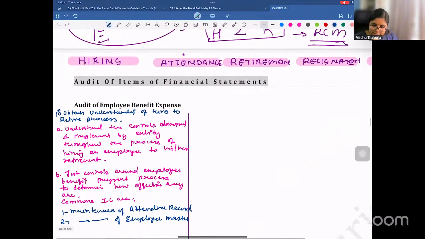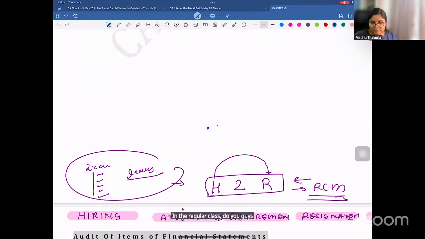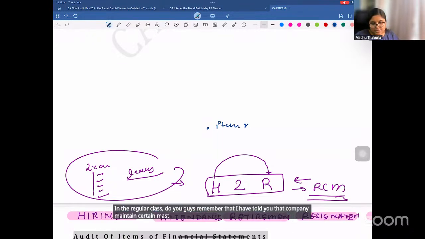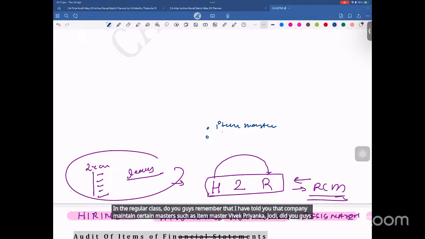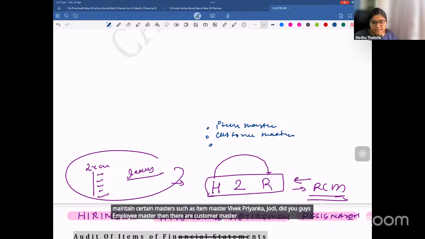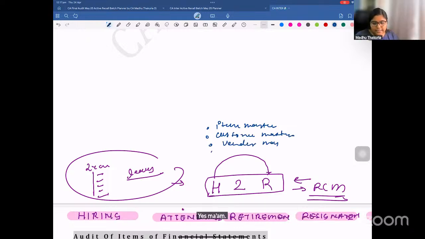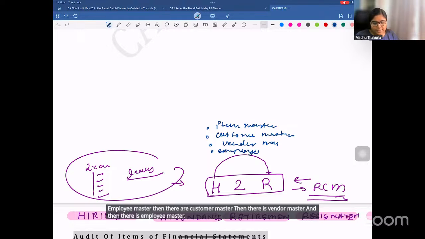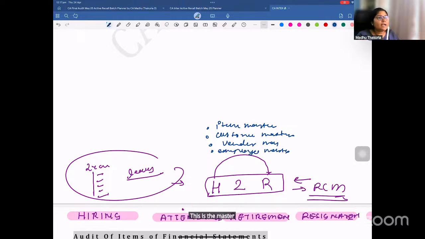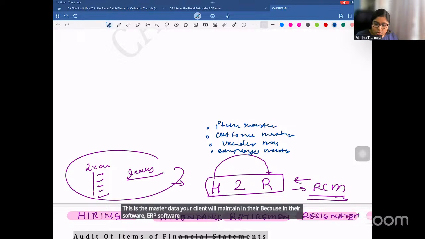In the regular class, do you remember that I told you that the company maintains certain masters such as item master? Basically there is customer master, vendor master, and then employee master, right? This is the master data your client will maintain in their ERP software. For each of the items they sell, produce, manufacture, or buy, they will have its rate and the suppliers listed for each item.